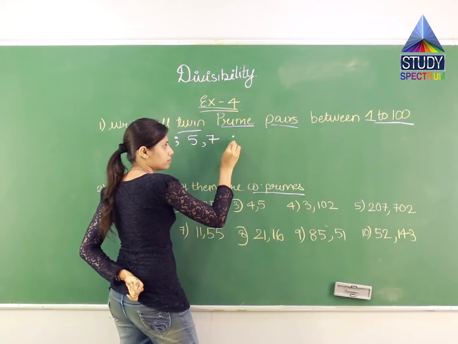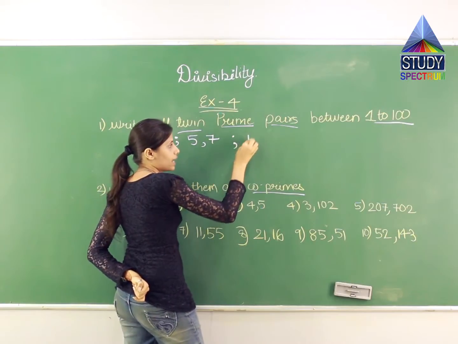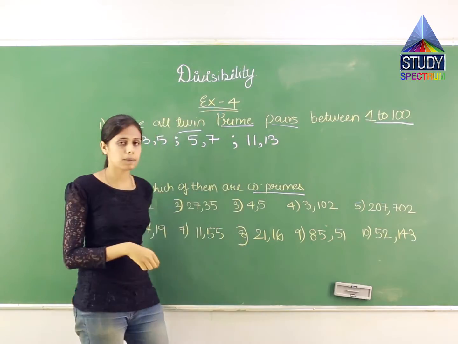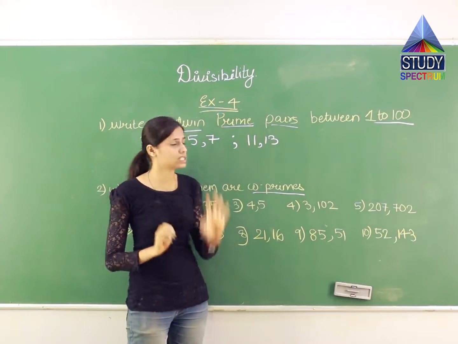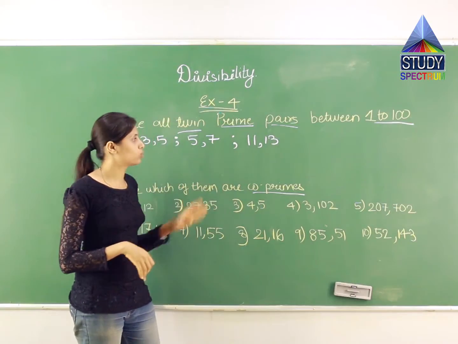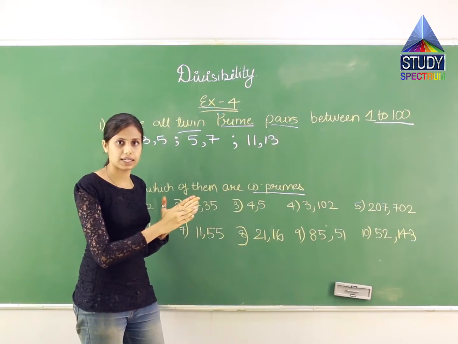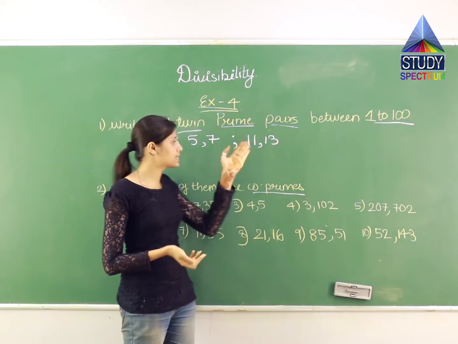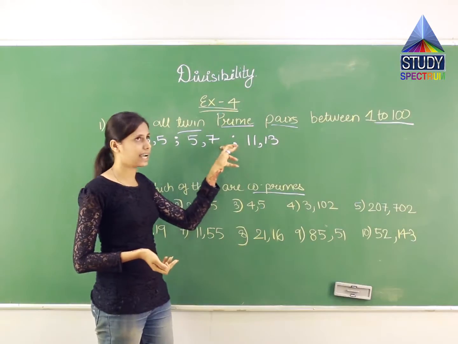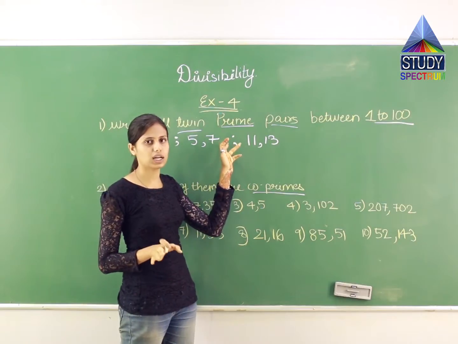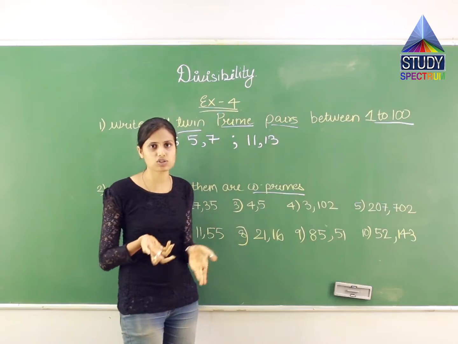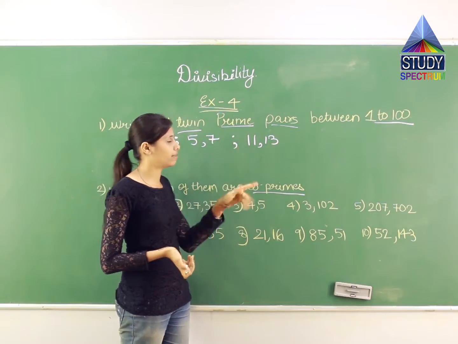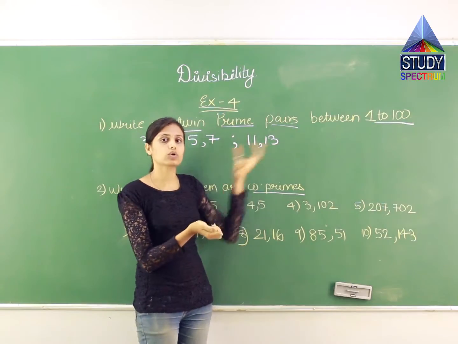Now another pair is 11 and 13. Can you see these numbers? 11 is a prime number, 13 is a prime number. If suppose I take 10, 10 is not a prime number, so I cannot take 10. So 11. You have to use the trial and error method. 8 is not a prime number, so I cannot take 8. 9 is also not a prime number, so I cannot take 9. 10 is also not a prime number, so 11. Like that you have to go on till you get a pair.